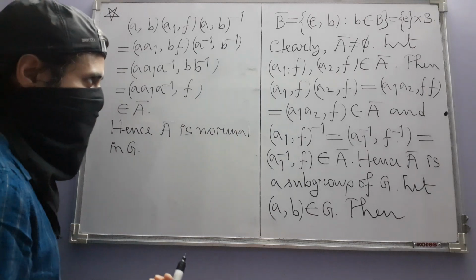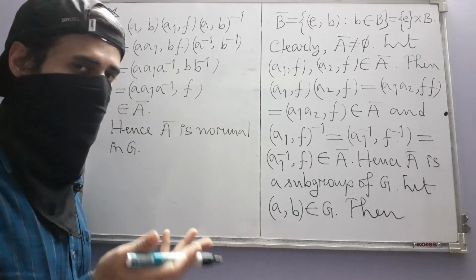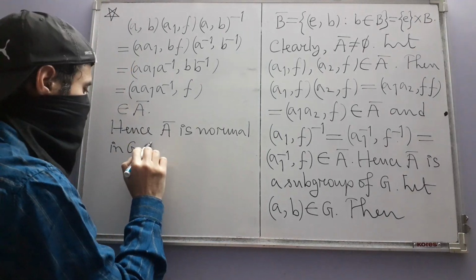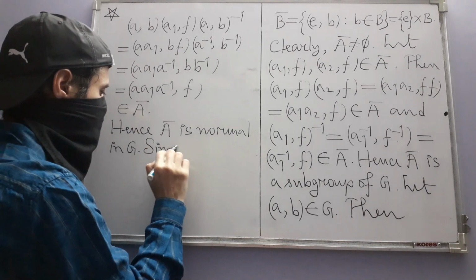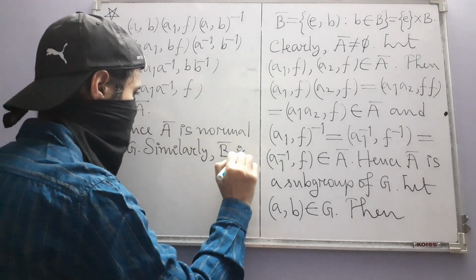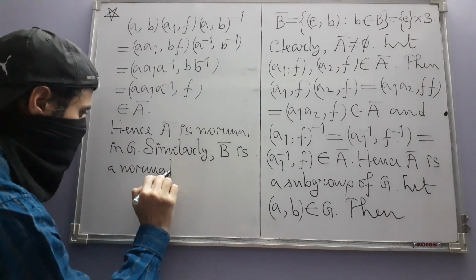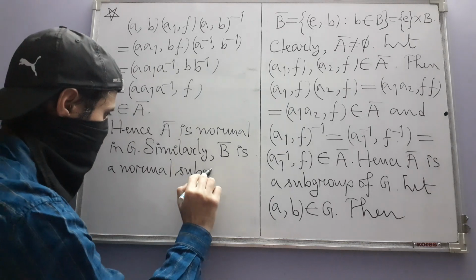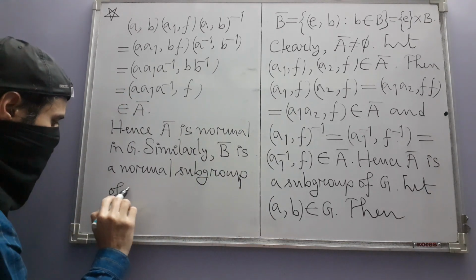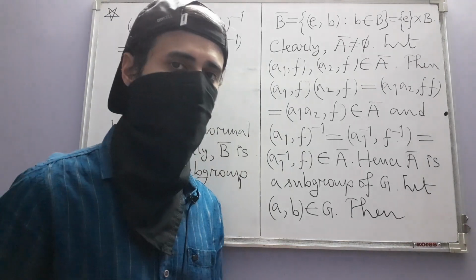Similarly, one can verify that B bar is a normal subgroup of G, and I leave this verification to you. Please do it, okay? Similarly, B bar is a normal subgroup of G. All right.